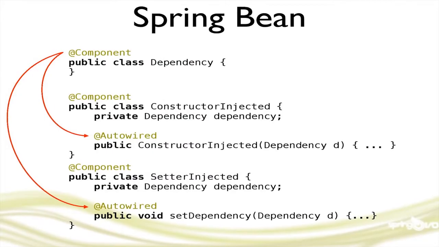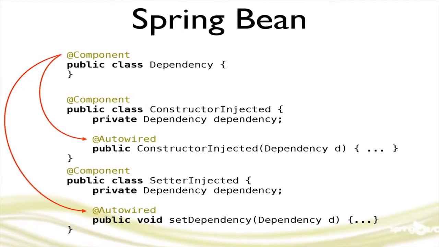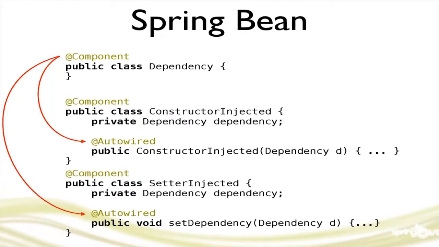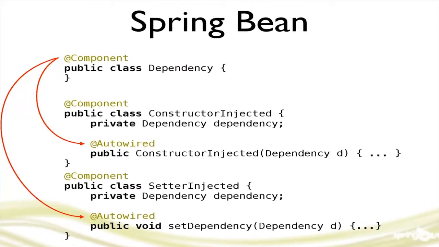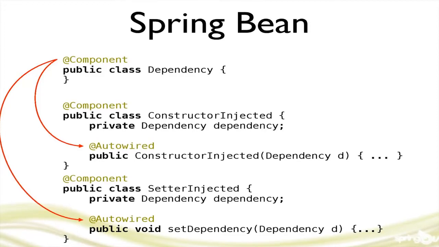In fact, here's a little Spring application, bit of Java, public class dependency, which is a component, and then that gets constructor injected and setter injected. So this is familiar Spring code, nothing fancy about that. And it works just the same in Scala. The only difference is ever so slightly different syntax. Simplified syntax, I'd say. We don't have to say public, so we save a bit of typing.